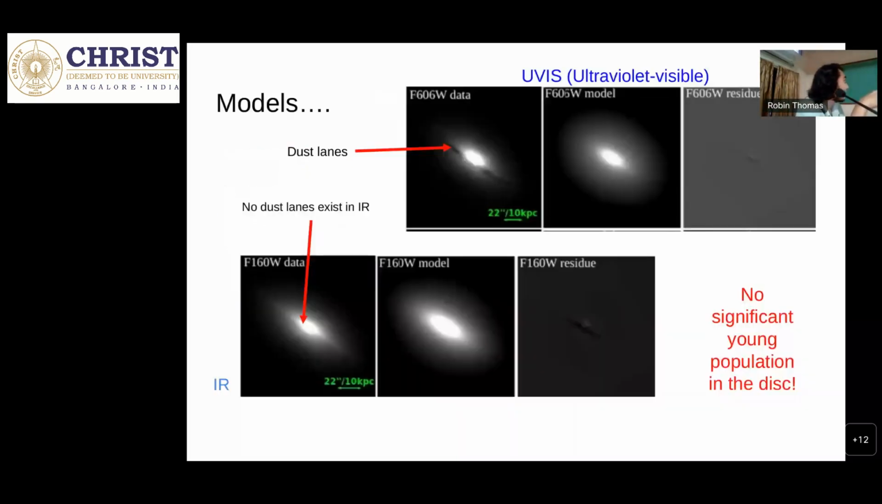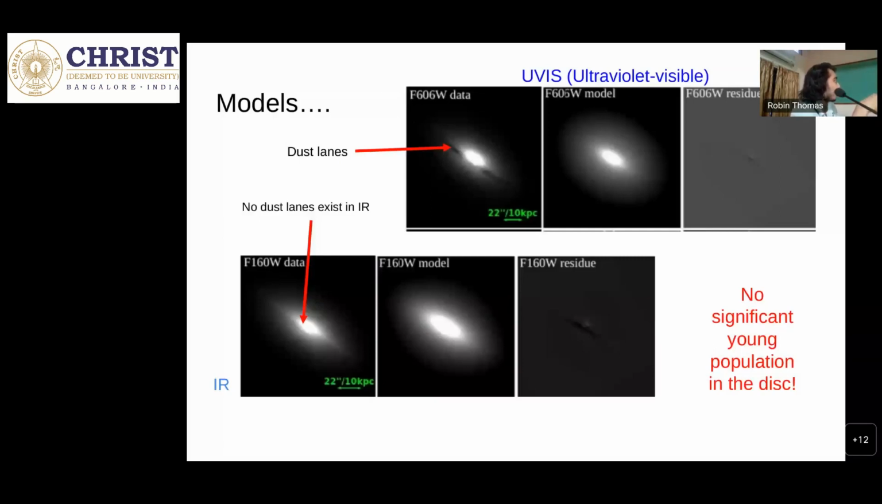Okay. So these are some models. This is the galaxy, and these are the models, because you cannot directly evaluate some physical parameters looking at the data. You need to model it, replicate it, and depending on the residue, you can tell how good or bad the model is. We have used Galfit for modeling the data. This is in ultraviolet, I think F814, and this is in H band.